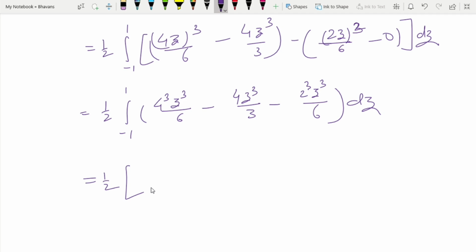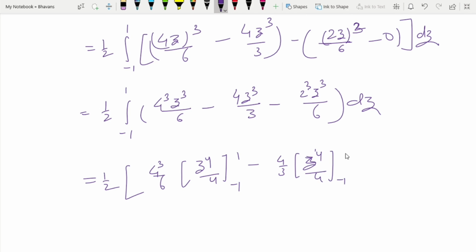Okay, so 4 cube by 6, I can pull out the integral. We have z cube ka integration, which is like z raised to 4 by 4 from minus 1 to 1, minus 4 by 3 we can pull out the integration of z raised to 3, which is around z raised to 4 by 4 from minus 1 to 1, minus 2 raised to 3 by 6 z raised to 4 by 4. If you wish you can go for its solution, otherwise yeah.